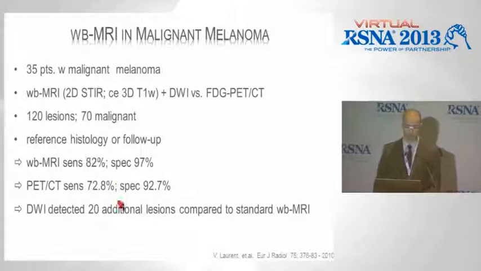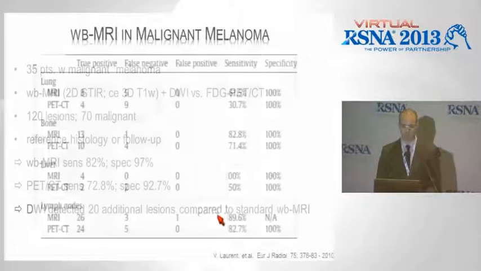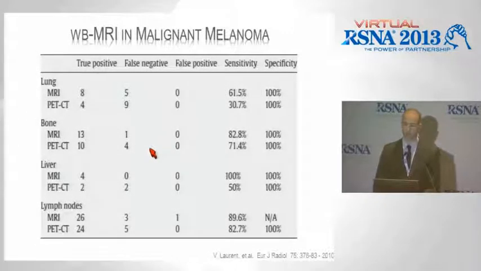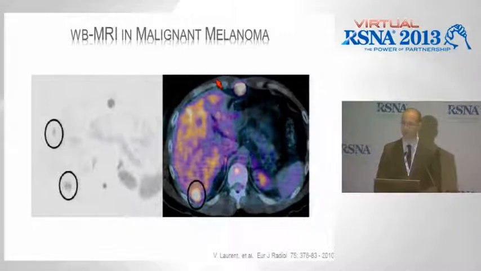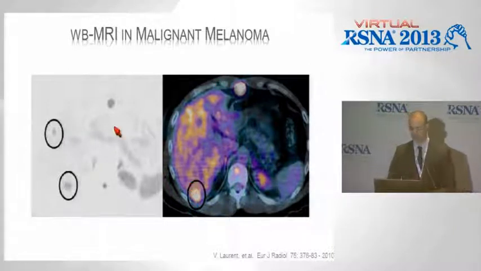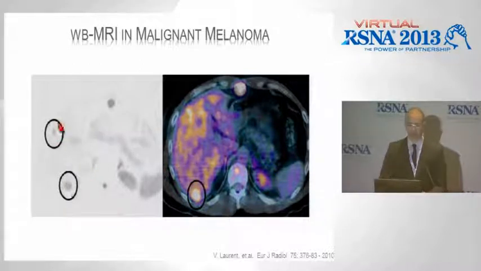So that's interesting. Diffusion-weighted imaging added, again, additional lesions that you wouldn't see with standard MRI protocols. And if you look at the detailed findings here, you would see that in the lung, MRI outperformed PET CT, in the skeletal system, outperformed slightly, and of course in the liver, it did much better than PET CT. And that's the common problem with PET CT. You have the heterogeneous background signal in the liver. Yes, they detected one lesion there, but diffusion-weighted imaging was able to detect another there.